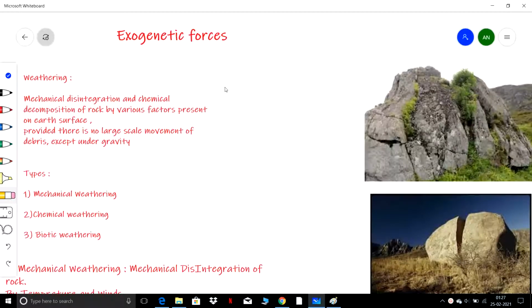Everyone. In this part of the video, let's discuss exogenetic forces. What are the exogenetic factors which are responsible for landform formation and its evolution? The first part of exogenetic forces is weathering. What is weathering? The mechanical disintegration and chemical decomposition by various factors present on the Earth's surface.